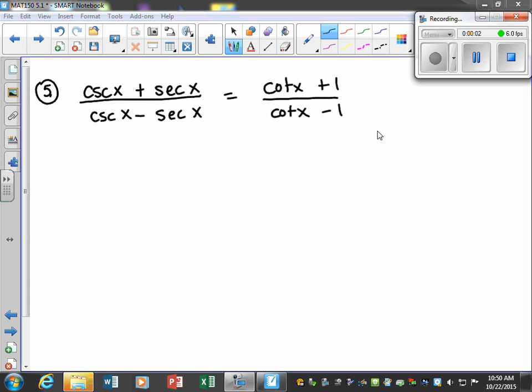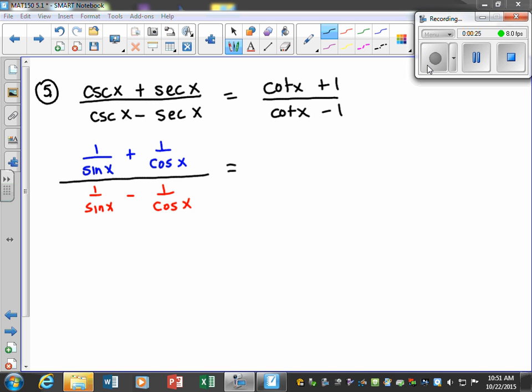Okay, we're going to pick back up here with number 5. We want to verify. It looks like the left-hand side is going to be a little bit more complicated, so we're going to start with this side. My first hint to you is to rewrite all of these in terms of sine and cosine, and let's see what that looks like. So that's your first hint. Pause it and do that.